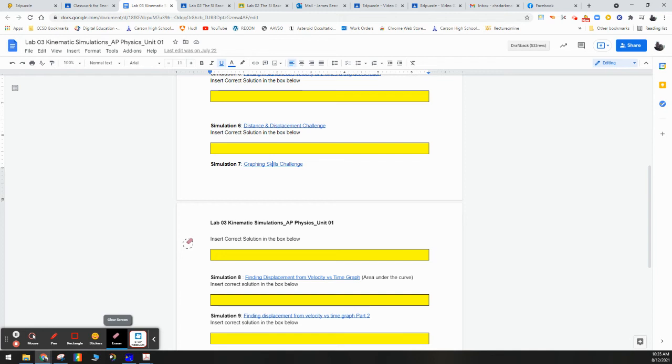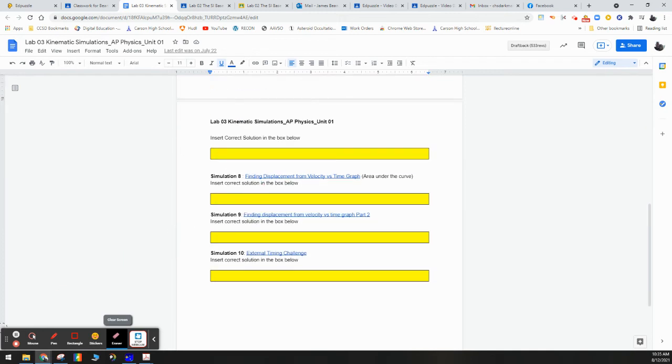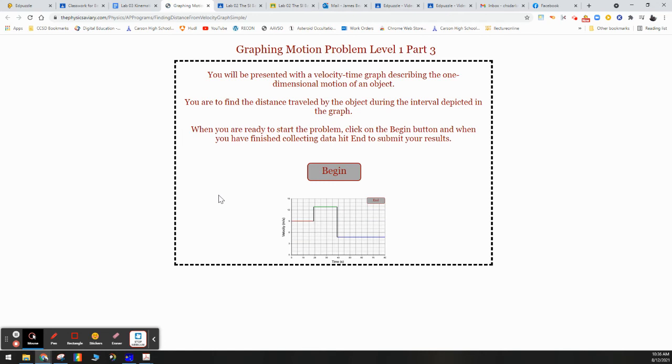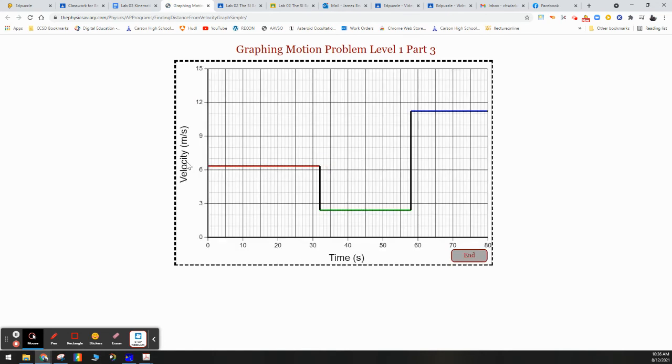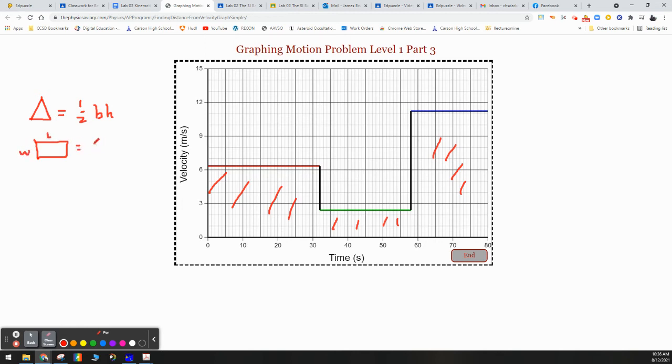All right. So here we have finding displacement from a velocity versus time graph. Let's take a look at that. Go ahead and click on begin here. And here we have velocity versus time. Now this area under the curve will give us displacement. How I would approach this is that I would make rectangles. Remember, the area of a rectangle is length times width. So I would find it.